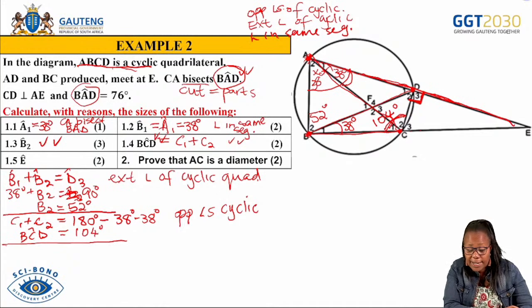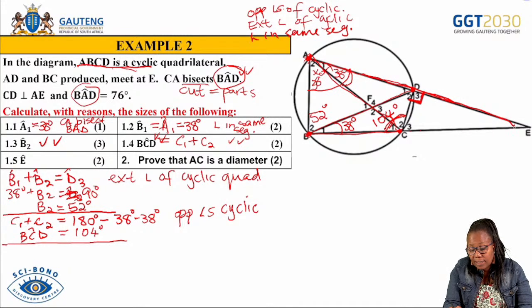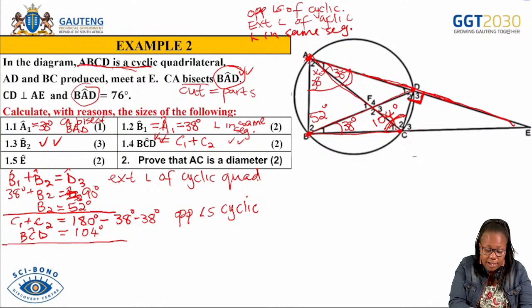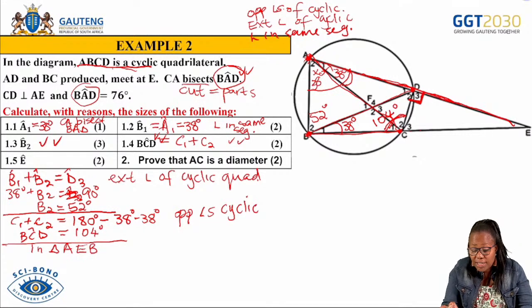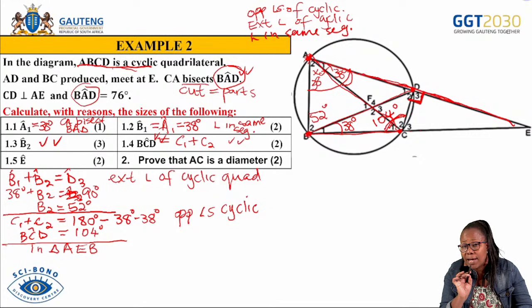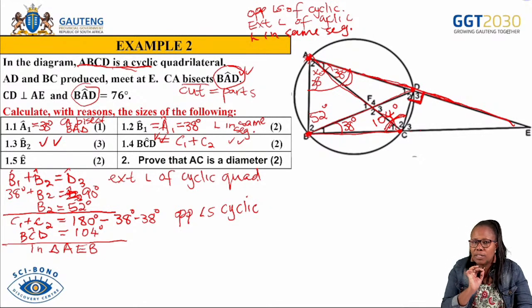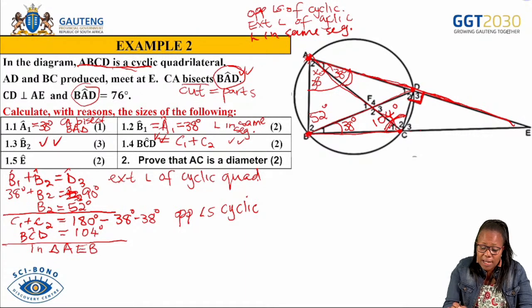And then now look at 1.5. We are looking at angle E. E is that angle there, out of the circle, okay? But this angle lies in triangle AEB, correct? Let's check in that particular triangle AEB. We have the value of A, that is 38 plus 38. We have the value of B, that is 52 and 38. Can you see, grade 12, the importance of writing the information into the diagram as you are calculating? It will assist you to find other angles.